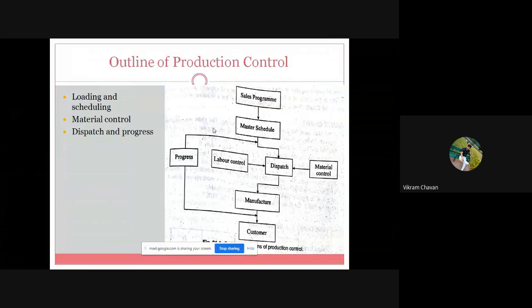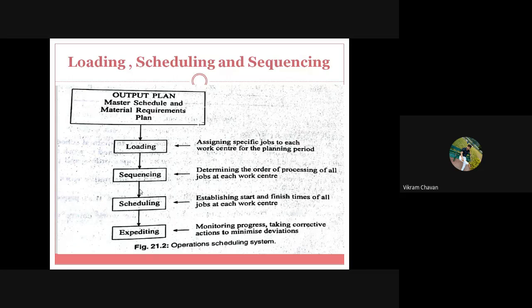Okay, in the last lecture, we discussed the outline of production control. Here we understood the functions of production control. Then we discussed something about loading, scheduling, and sequencing, what these words signify and what task is assigned under each particular word. So that we have also discussed. That is nothing but loading, sequencing, scheduling, and expediting.